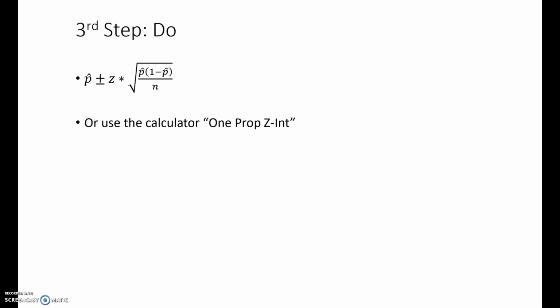All right, step 3 is the do step. Again, here's the formula for a one proportion z interval. It's p hat, which in our case is 0.8, plus or minus a z-score, a z-star, but we will get to that in a second, times the square root of 0.8 times 0.2 divided by 40.